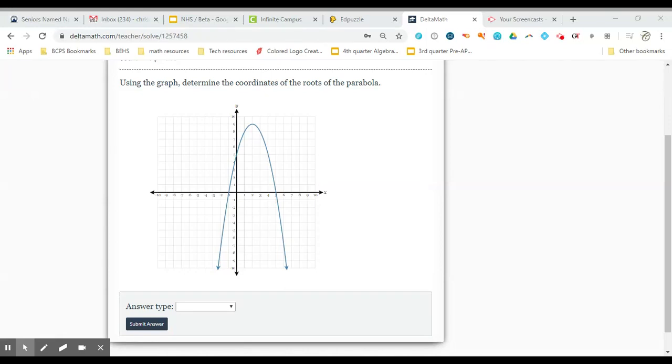Hey guys, we're coming back to Delta Math today, and today you will be identifying key features of quadratic functions. Here's the first example of the kind of question that you're going to do. There will be 4 question types. So the first kind is determine the coordinates of the roots of the parabola.